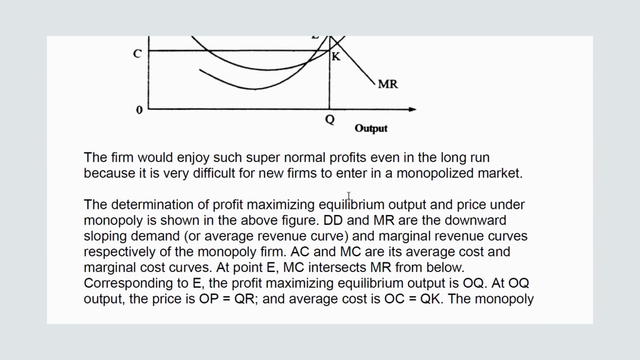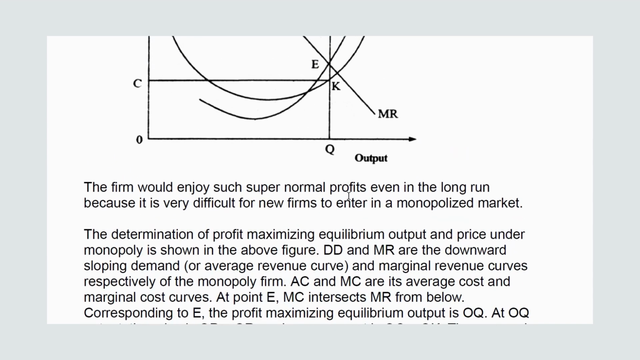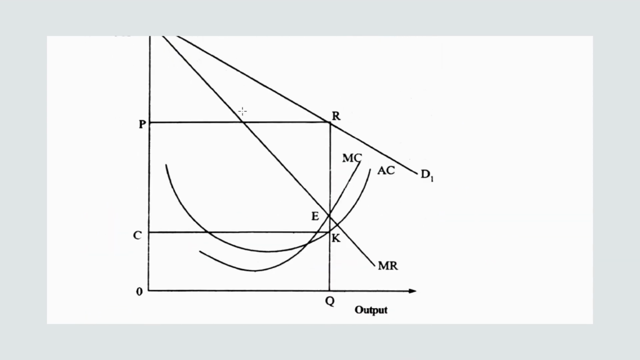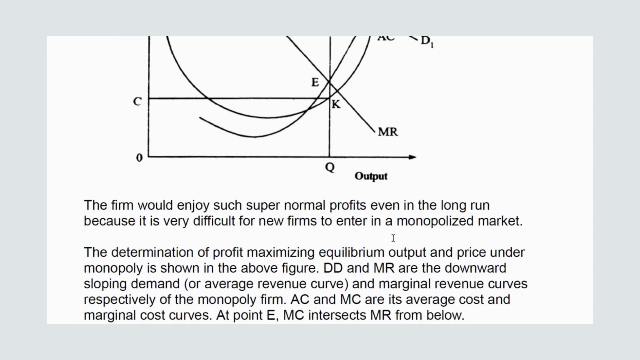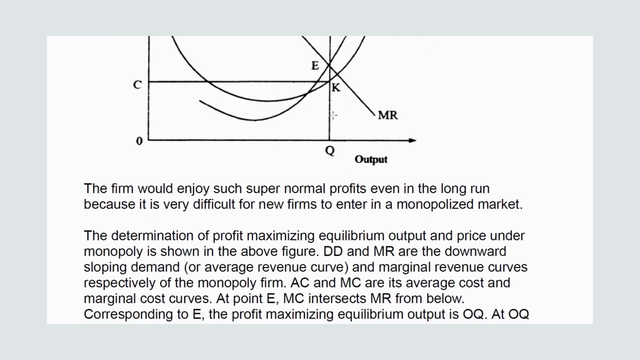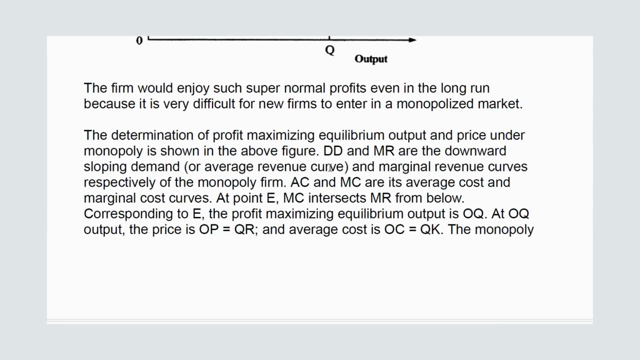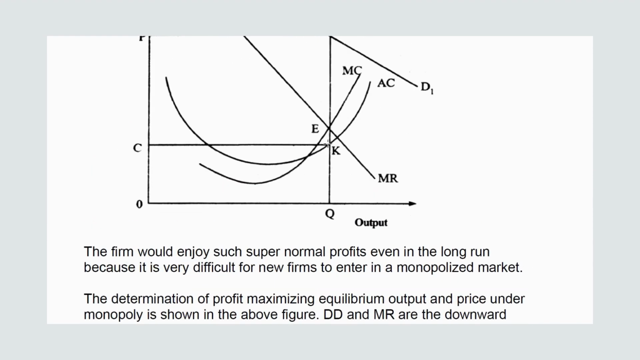The determination of profit maximizing equilibrium output and price under monopoly is shown here in this figure. Here DD and MR are the downward sloping demand, or the average revenue curve, and the marginal revenue curve. Here AC and MC are the average cost and the marginal cost curves. And at point E, what happens? MC intersects MR.